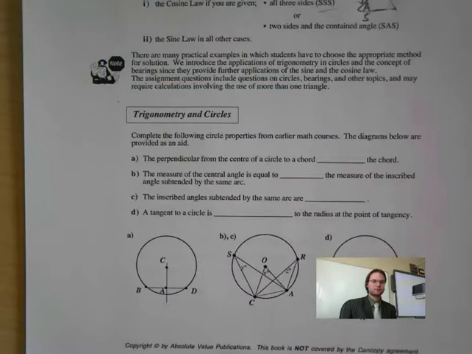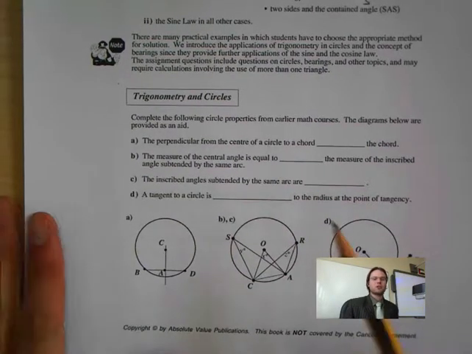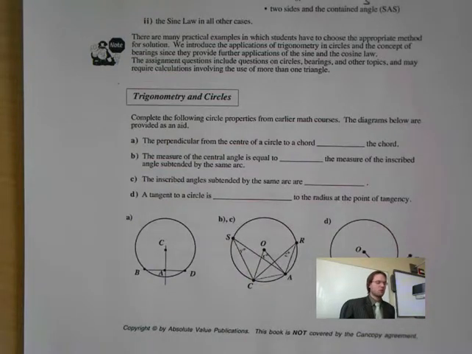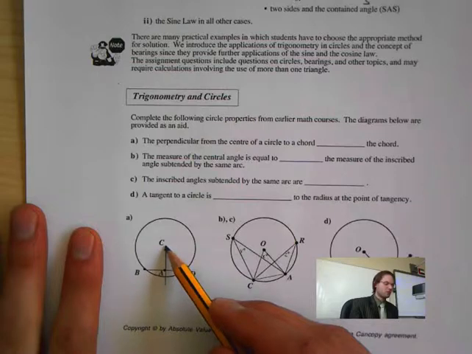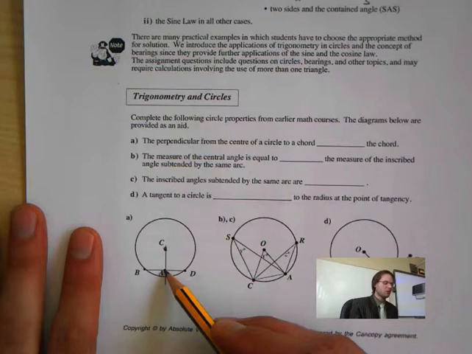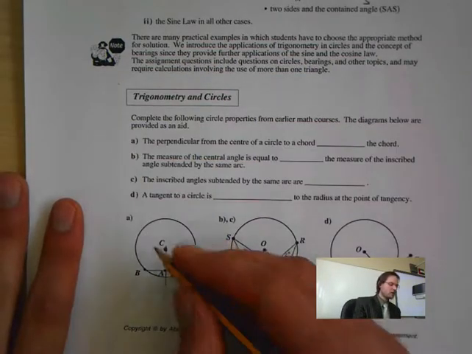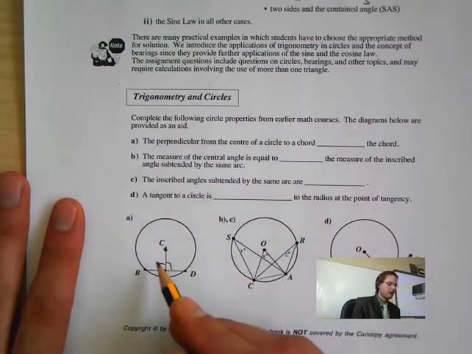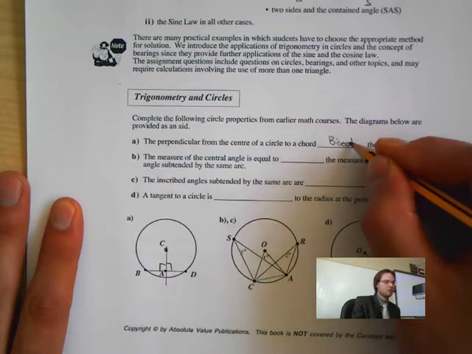All right, here we go. Now, the first part here is just going over some definitions and laws of what we learned in grade 9. A perpendicular from the center of a circle to a chord does what to the chord? We have a line from the center of a circle, and it's perpendicular to the chord. What does that do? It will always bisect the chord.